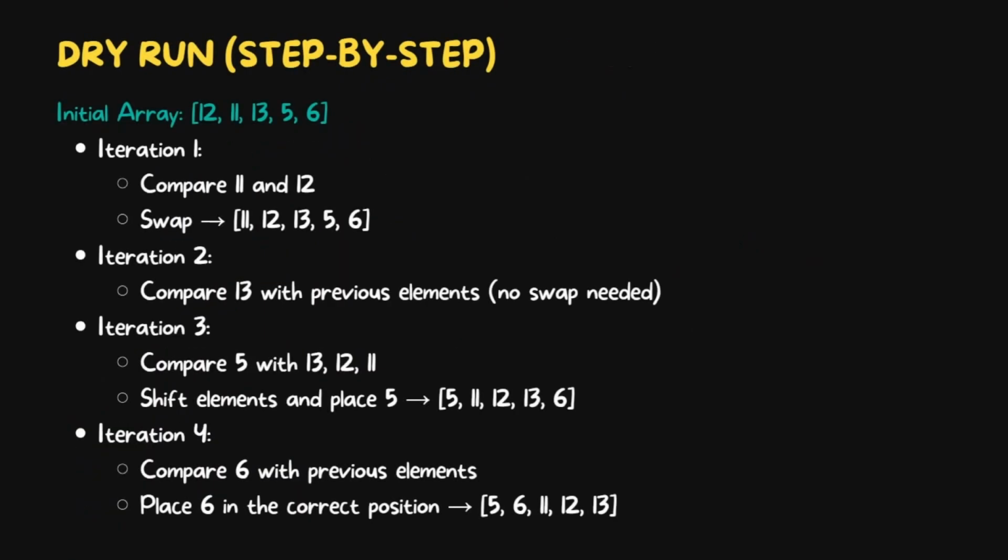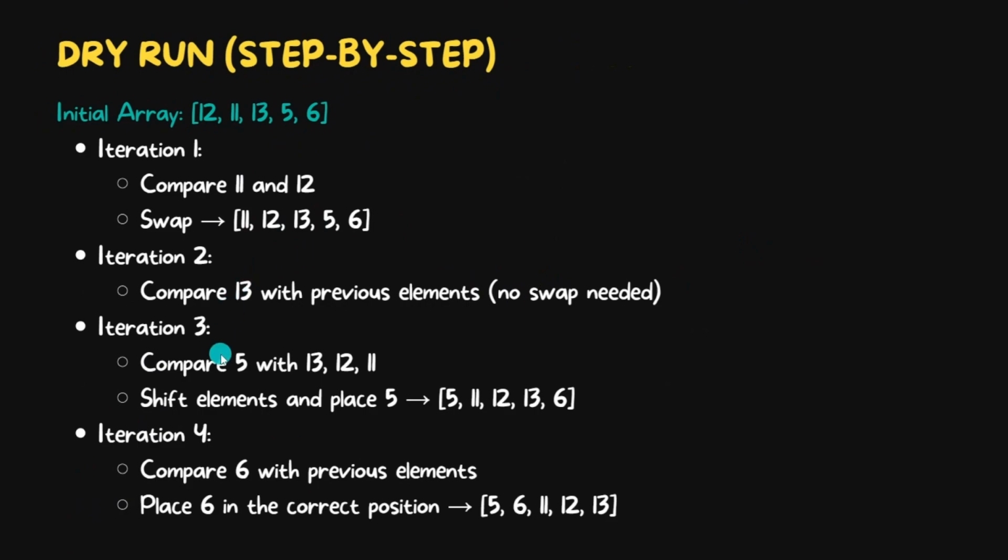The initial array is 12, 11, 13, 5 and 6. In the first iteration, we compare 11 and 12. We swap them and the result will be 11, 12, 13, 5 and 6. In iteration 2, we compare 13 with 11 and 12, and since 13 is larger than 11 and 12, no swap is needed.